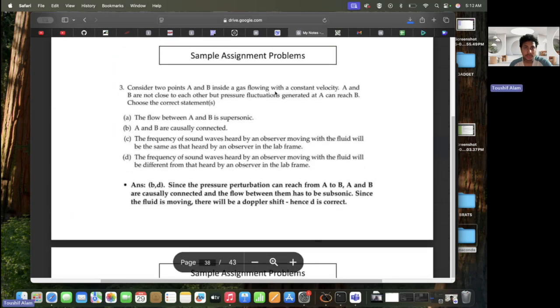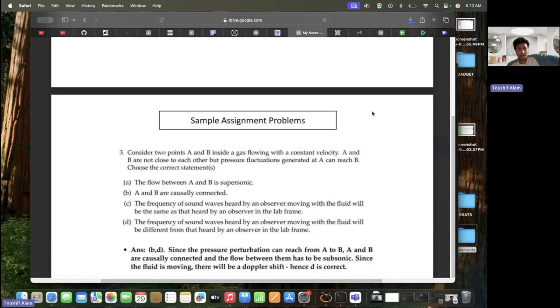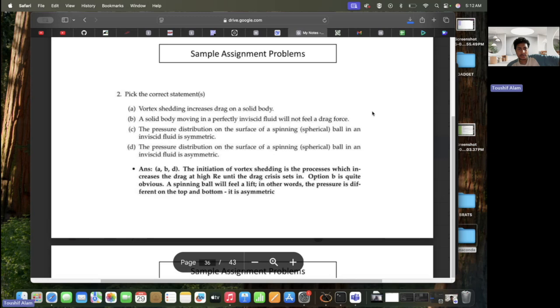And then question number 3: inside the gas flow, in constant velocity, pressure fluctuations can reach everywhere. So you can understand, suppose in a fluid there is some fluctuation at some point, and if that reaches another point immediately, that means the fluid is subsonic. Before the information gets there, the fluid is connected, so the pressure is balanced. That's why for causal connection there should be subsonic flow, and velocity will obviously be there. The question is simple if you think that way.